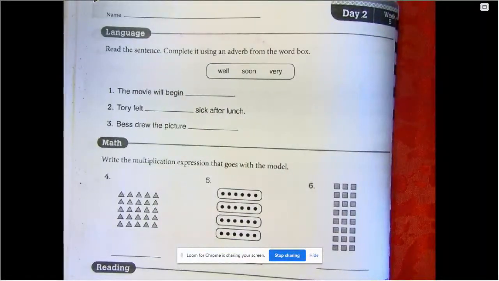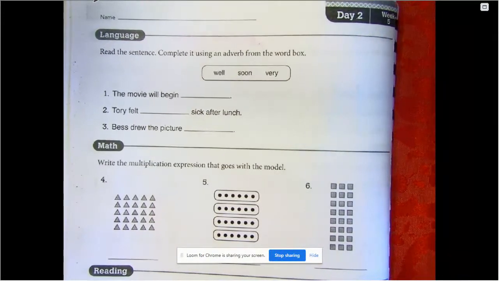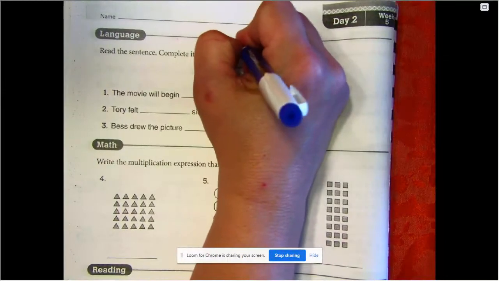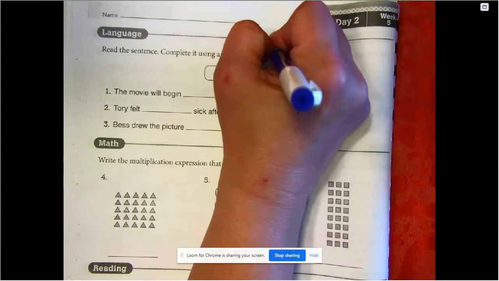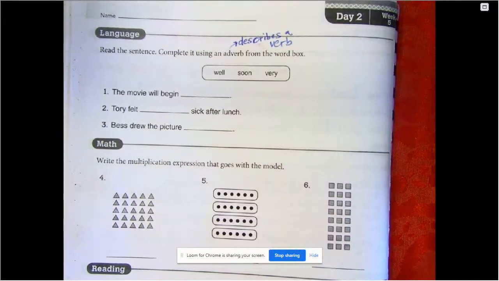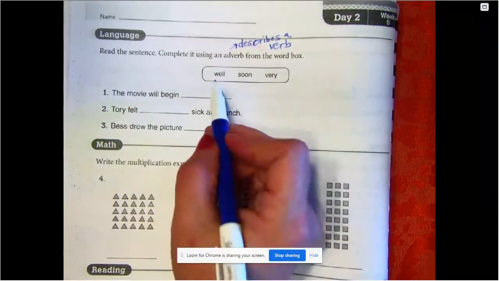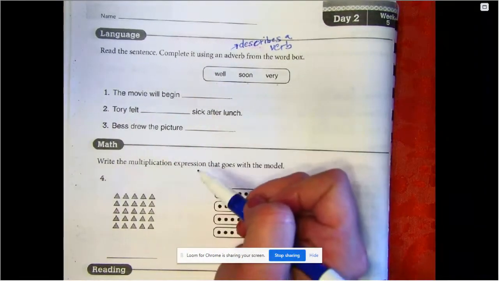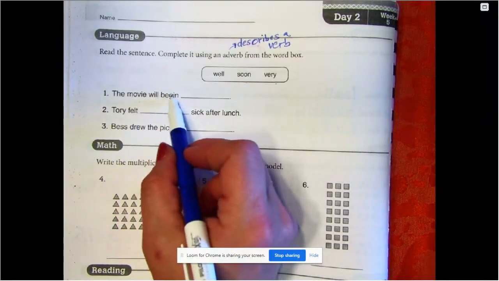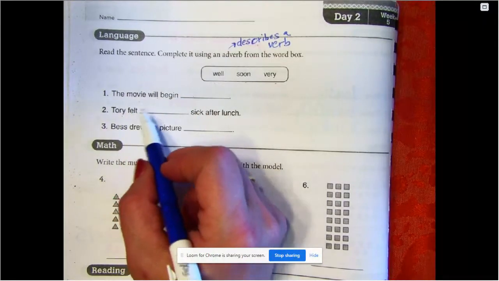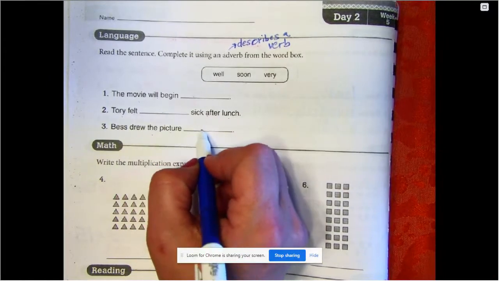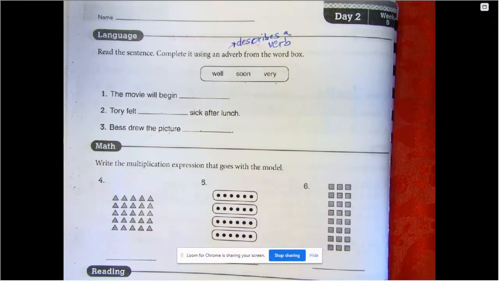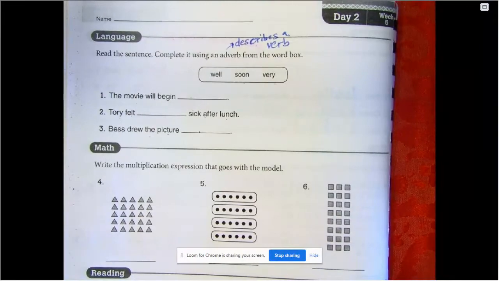So under language, it says read the sentence, complete it using an adverb from the word box. So remember, adverb describes a verb. Okay, so it's talking about the action. So we have the words well, soon, and very. The movie will begin blank. Tori felt blank sick after lunch. Bess drew the picture blank. Which adverb goes best in each sentence?